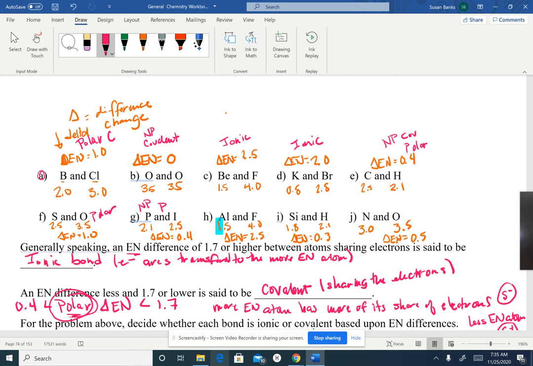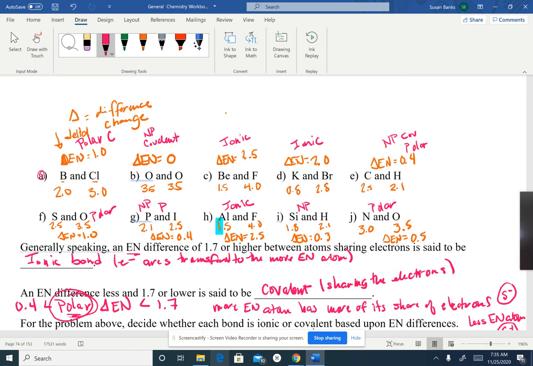H, we have a difference of 2.5. So that is definitely ionic. Okay. And I, we have silicon and hydrogen with a difference of 0.3. That is going to be a nonpolar covalent. And J, we have a difference of 0.5 between nitrogen and oxygen. So that is going to be a polar covalent bond. All right, how did you do?